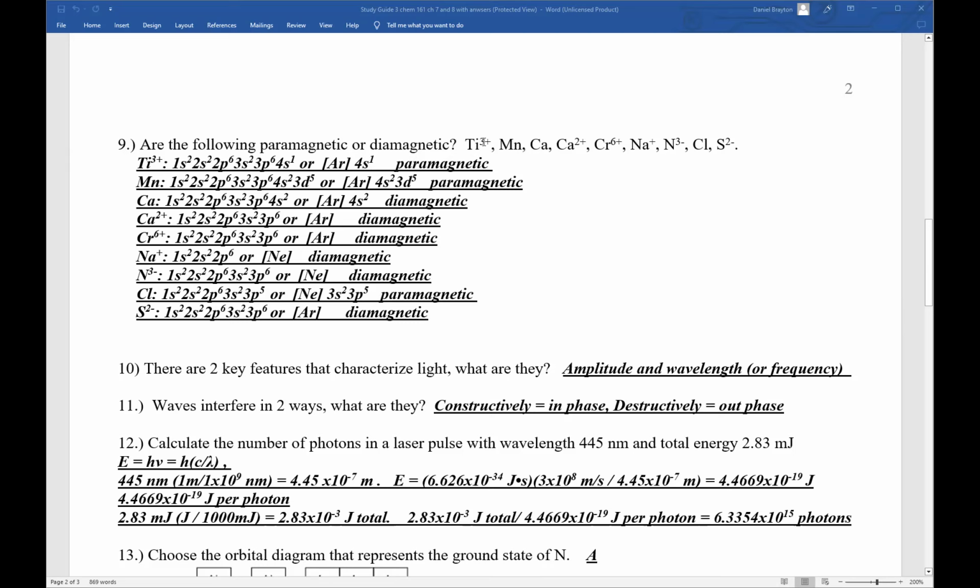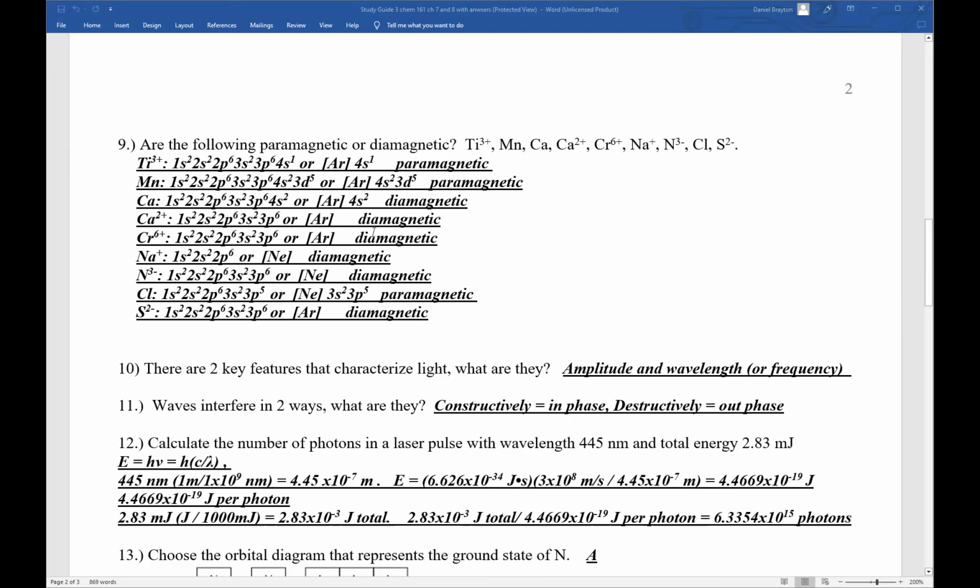So this first one, titanium 3+, you take 3 electrons away, and you'd be left with 1 electron. So anytime you have an odd number, it's always going to be paramagnetic. Manganese is 4s2, 3d5, so you're going to have lots of unpaired electrons there. Calcium and calcium metal are right next to each other. They're in group 2 and a 2+, so they're diamagnetic either way.